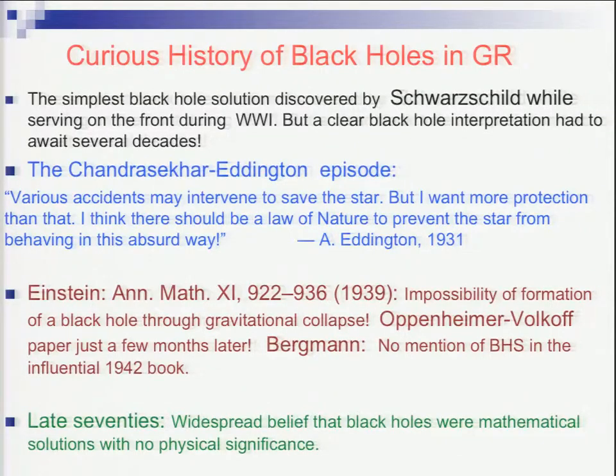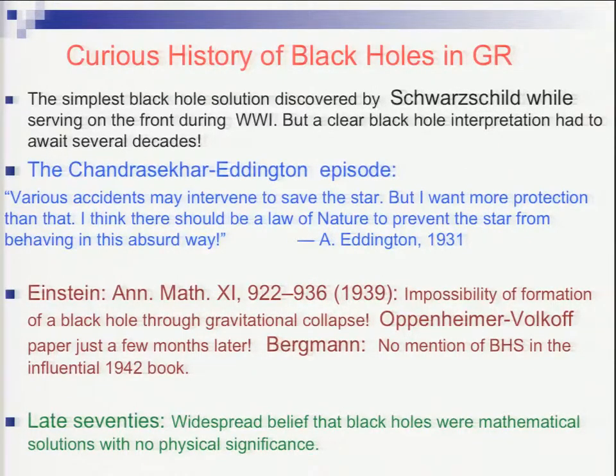But Eddington refused to believe it, and Eddington said such things as, various accidents may intervene to save the star, but I want more protection than that. I think there should be a law of nature to prevent a star from behaving in this absurd manner. It's a good lesson for young people, namely, don't take seriously it if senior people tell you that your ideas are completely wrong, right? Have persistence, but also be very self-critical, right? Chandra did not just say that I am right and Eddington is wrong and go away, but rather he persisted, worked on it for almost 10 years, really developed these ideas in great detail, and then left the subject, right? And of course, as we all know, years later, he won the Nobel Prize for this work.